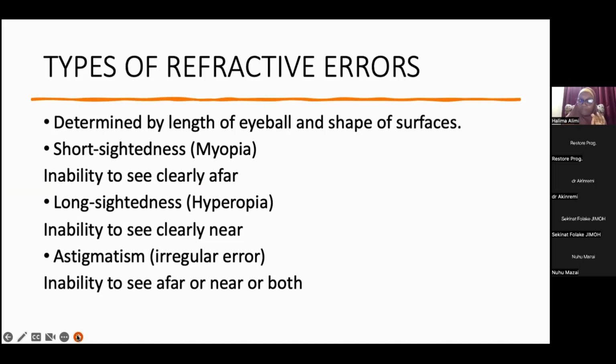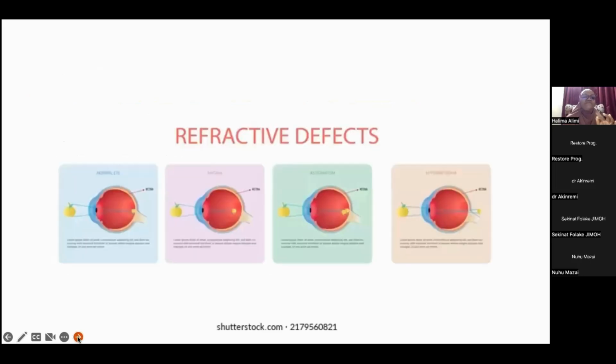And so we have, most people have no error at all. And then you have people who are short-sighted, also called myopia, which means they have an inability to see clearly afar, but they usually can see up close. And then you have the inability to see near. That's long-sightedness, also called hyperopia medically. Then you have people who have an irregular error, which we call astigmatism, in which case a combination of different types of these errors.